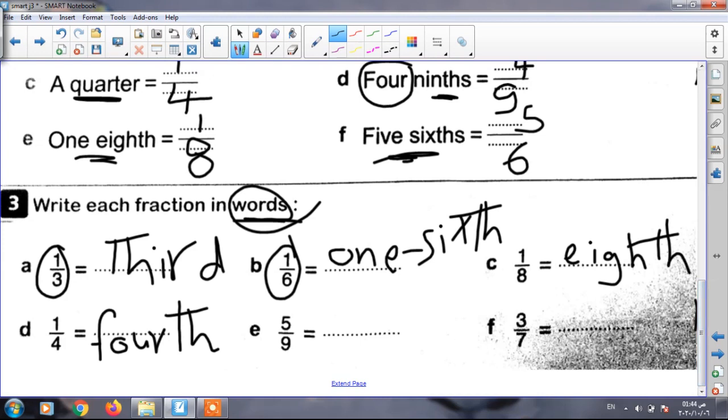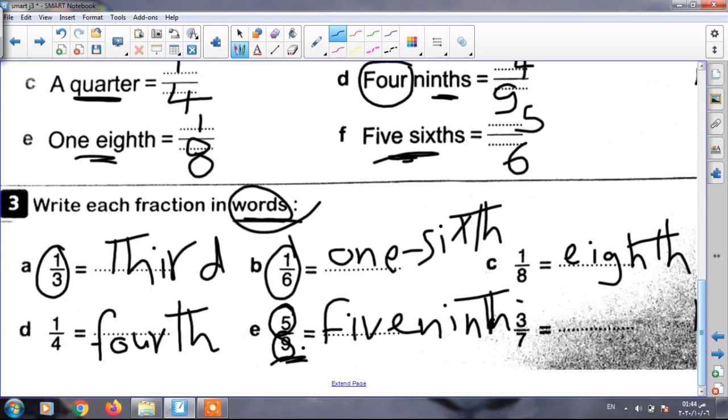And the next one here, I have what? I have 5 over 9. So I will write the number in the numerator as it is, 5 what? 9s. And here, the last one, I have 3 over 7. What will I do? I will write the number in the numerator as it is, 3. And what here? I have what in the denominator? I have 7. I will write 7. No, I will write what? 7th.